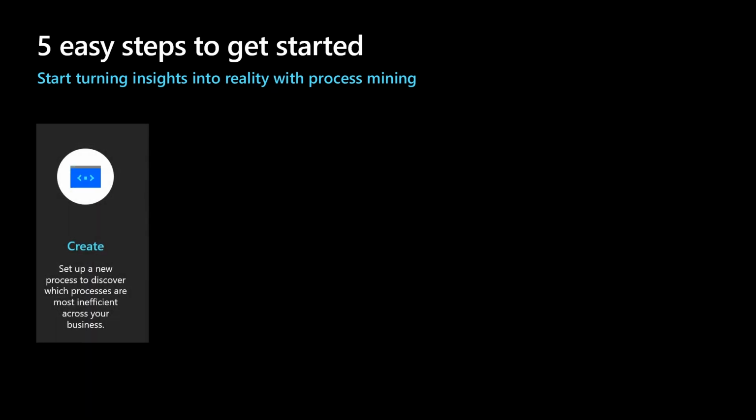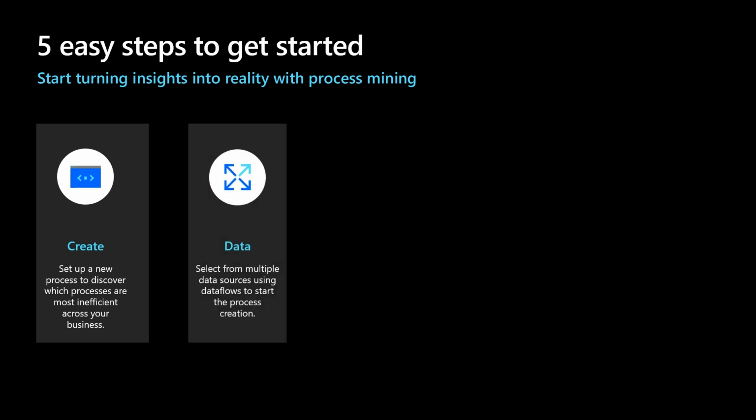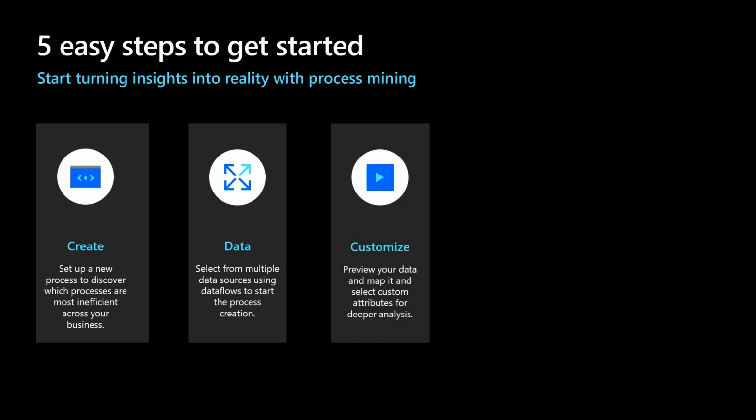To get started, there's 5 basic steps for building out your process insights. First, create a process by launching the intuitive wizard from Process Advisor to set up a new process. Second, upload your data from your systems of record from your organization using the embedded data flows to select your data sources. Third, customize your analytics filters by selecting the desired attributes to create your custom filters.